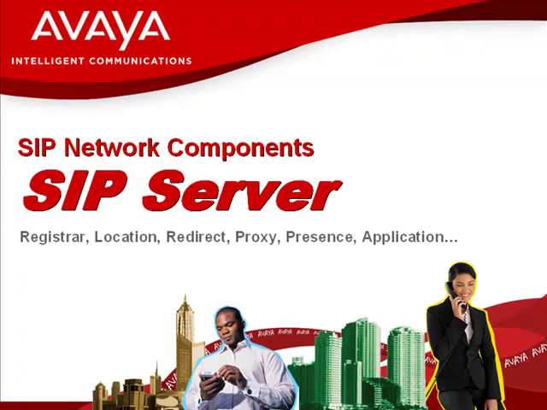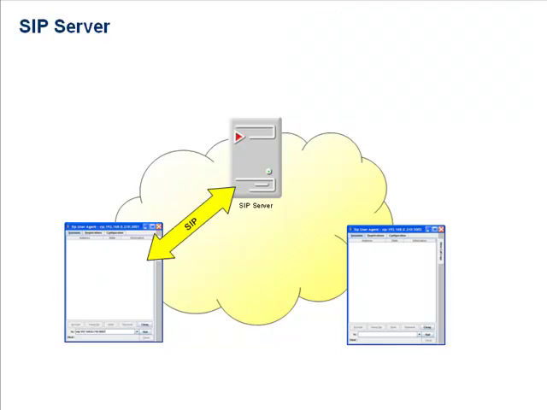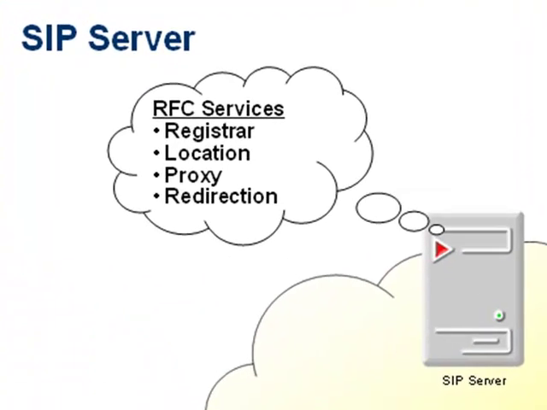Now, included in that set of tools and facilities is another SIP entity worthy of discussion, the SIP server. The SIP server typically sits within the network and performs tasks on behalf of SIP endpoints. User agents, for example, often send SIP messages to the server with a view that it can perform some task on their behalf, some task that they perhaps might find difficult to do themselves. The SIP RFC, the specification, defines a set of services, basically tasks and behaviors that are implemented on SIP servers, all of which we'll touch on in this lesson.